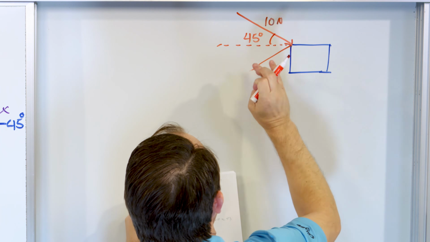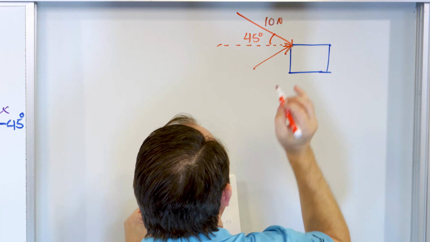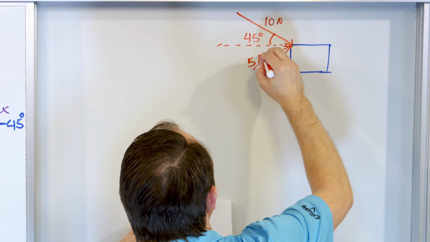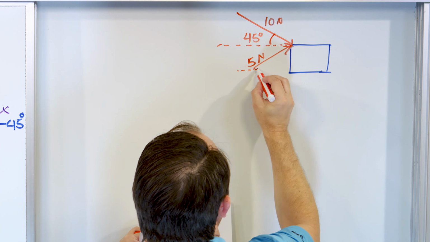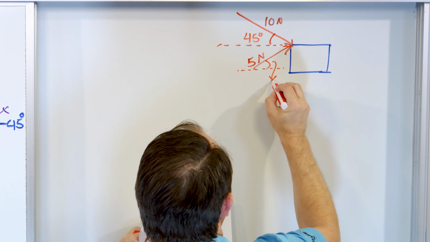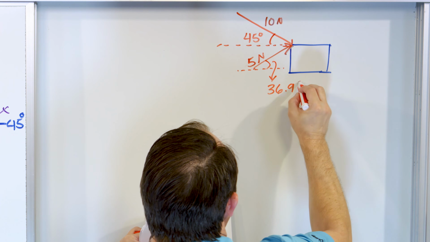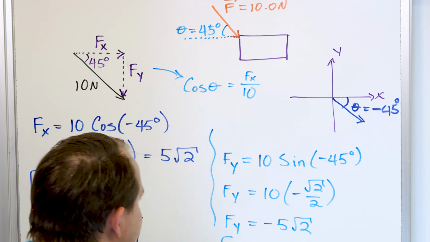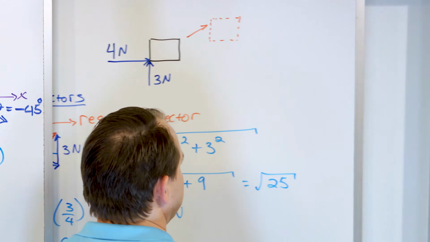Not so long. Like this. Something more like this. Another arrowhead acting at the same exact place. And this one is 5 newtons. And the angle here is 36.9 degrees.